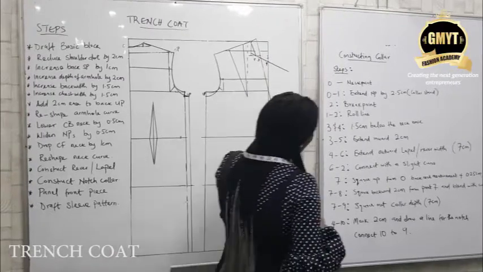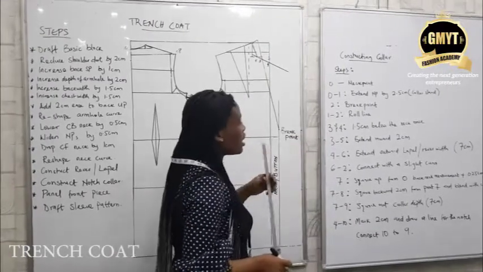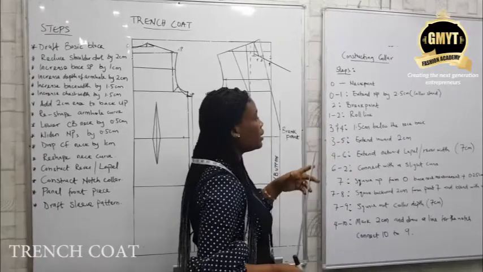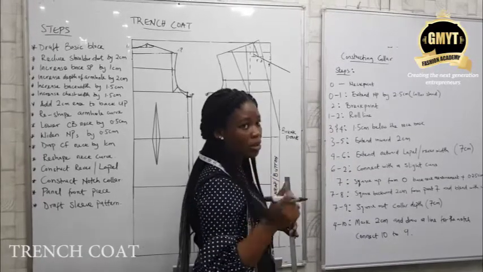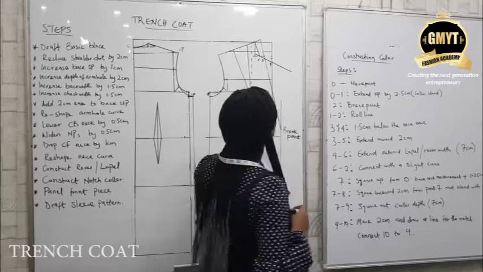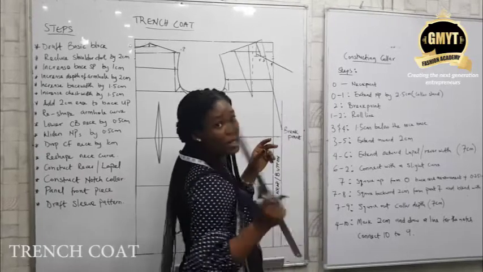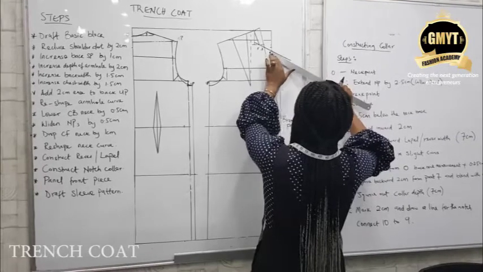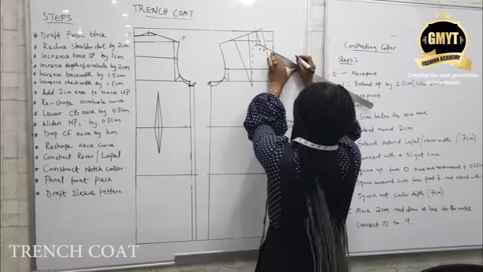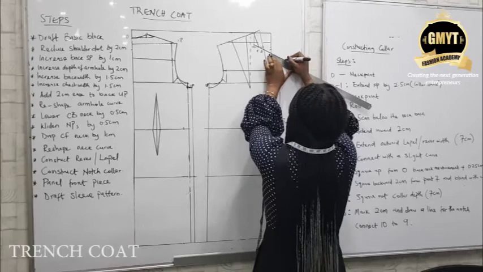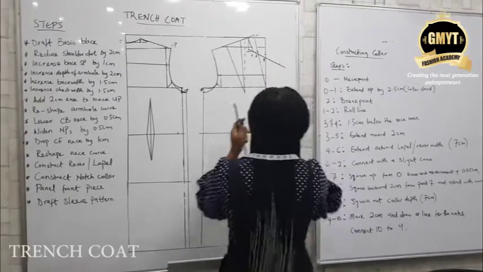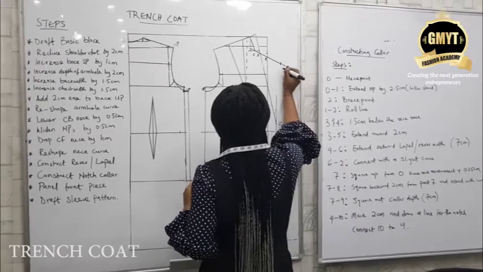Okay, so to get my point 6, I'm going to extend outward from 4 your revere width. You can work with whatever width you want, but I'm going to work with 7 cm here. So from my point 4, I'm coming inward 7 cm, and I label that 6.